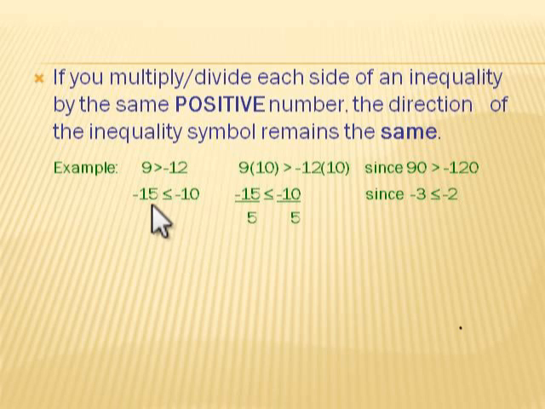Negative 15 is less than or equal to negative 10. If we divide each side by a positive 5, we still have a true statement. Negative 3 is less than or equal to negative 2. So when we are multiplying or dividing with a positive number, we still have a true statement. But here's the catch.